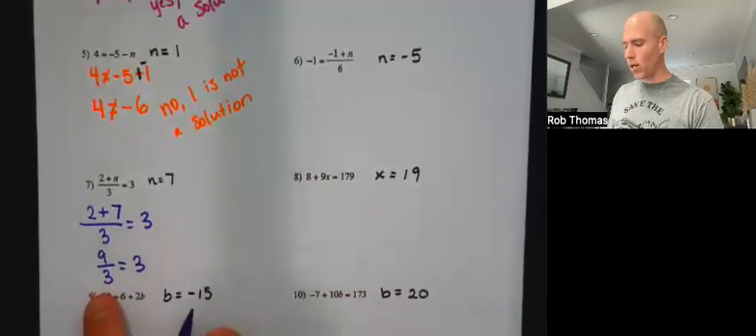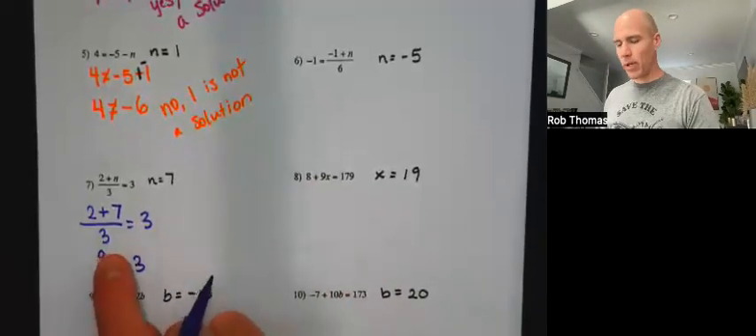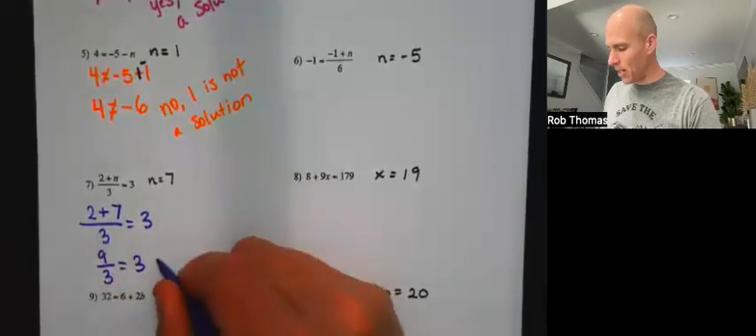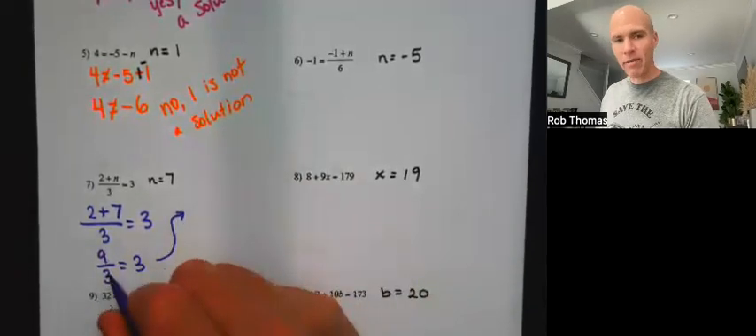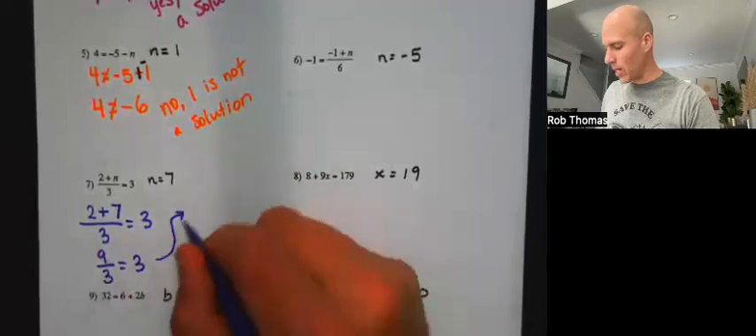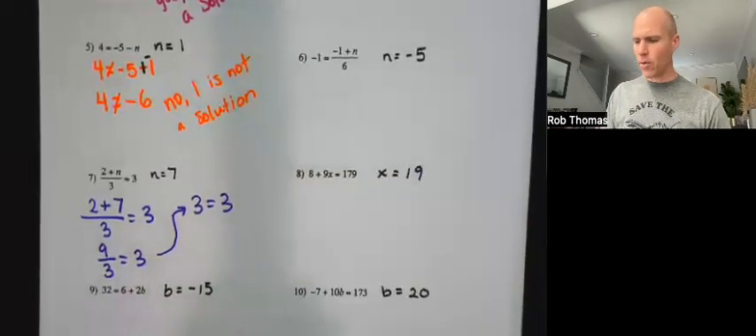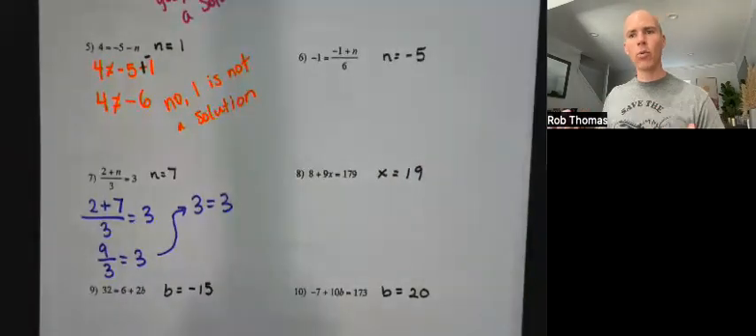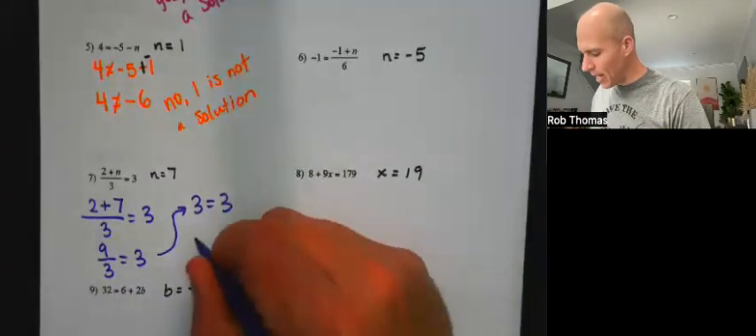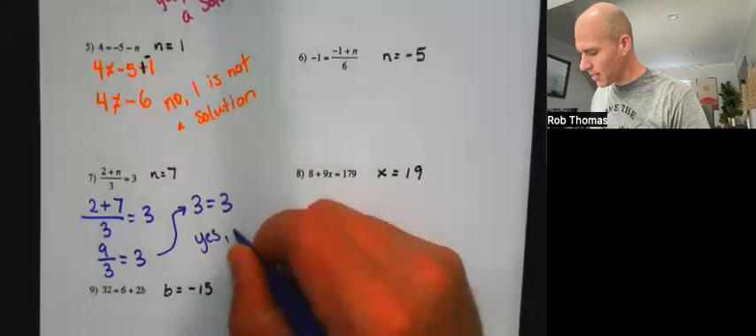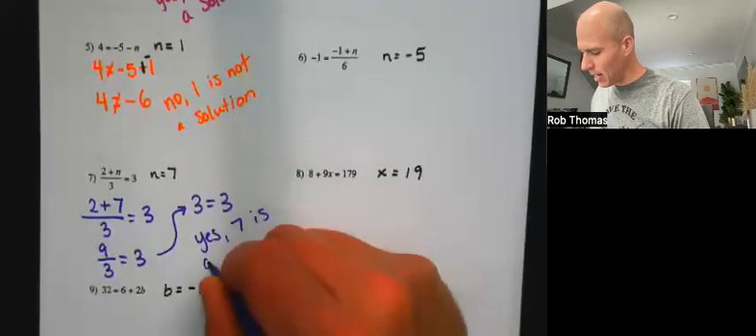Okay, we got one more operation to complete here now. We got to do 9 divided by 3. So I'm going to use an arrow to help me out. 9 divided by 3 is indeed 3. So we arrive at the very obviously true equation, 3 equals 3. And so we got another one where, yes, 7 is a solution.